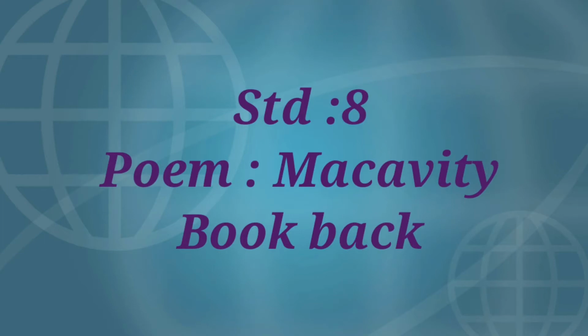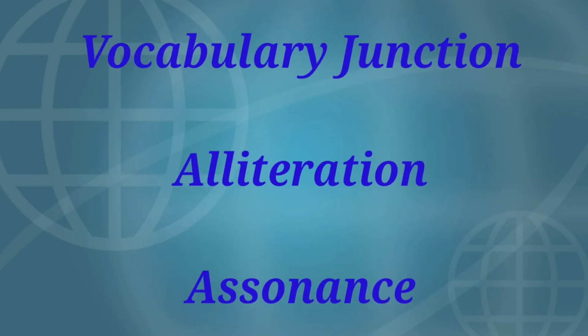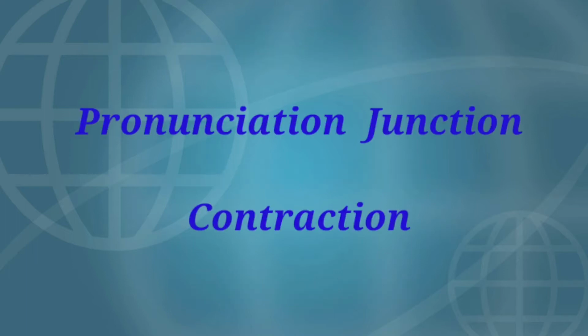So in this video, you are going to learn three things. The first one is the book back exercises of the poem Mccavity. The second one, from the vocabulary junction, you are going to learn two poetic devices: one is alliteration, another one is assonance. And the third one, in the pronunciation junction, you are going to learn what is contraction. Okay, so now let's move to the video.